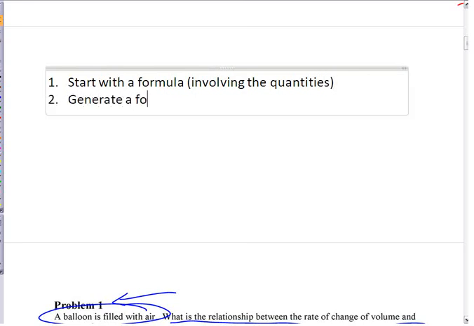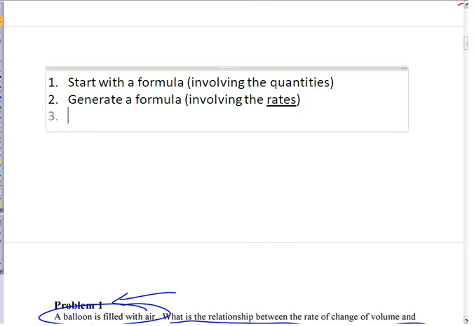Generate a formula involving the rates. Does that make sense? You have to start with something involving just the quantities and generate something involving the rates. So start with the quantities. Area is pi r squared, and generating the formula involves the rate of change of each of those. And then use the formula you generated.